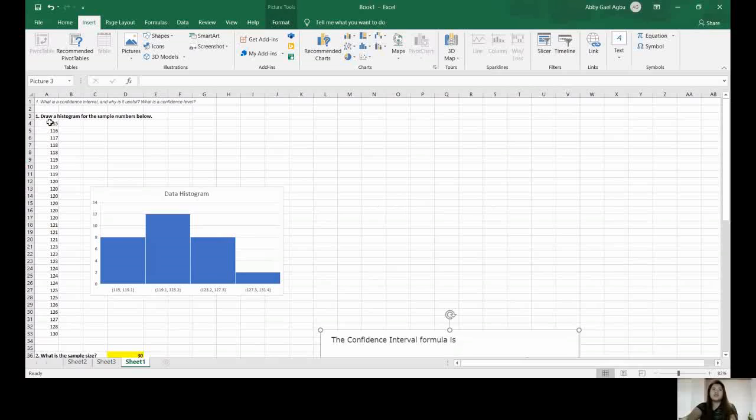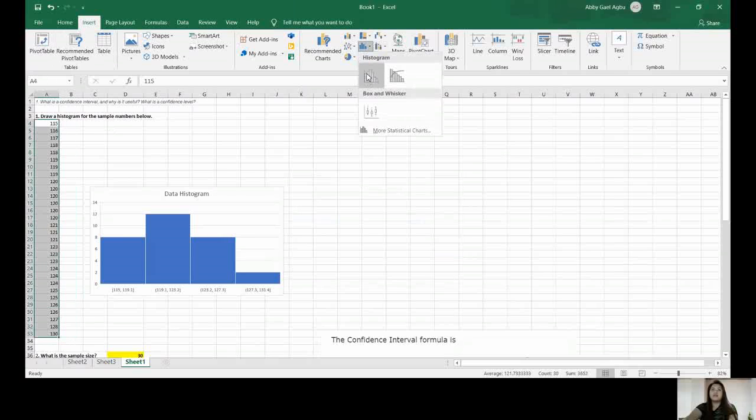So for this, draw a histogram for the sample numbers below. In my case, I rearrange the numbers from least to greatest. In order to make a histogram, I just highlighted A4 to A33 and inserted a histogram there, like that.